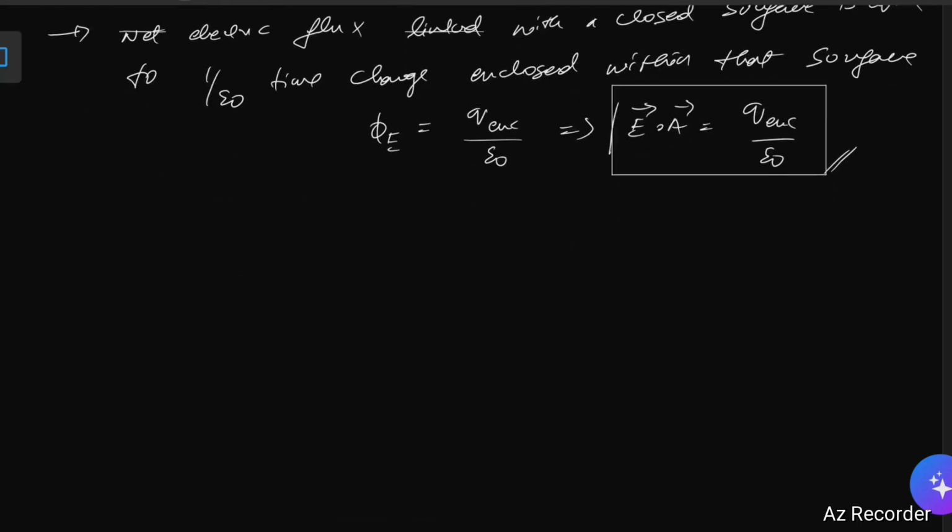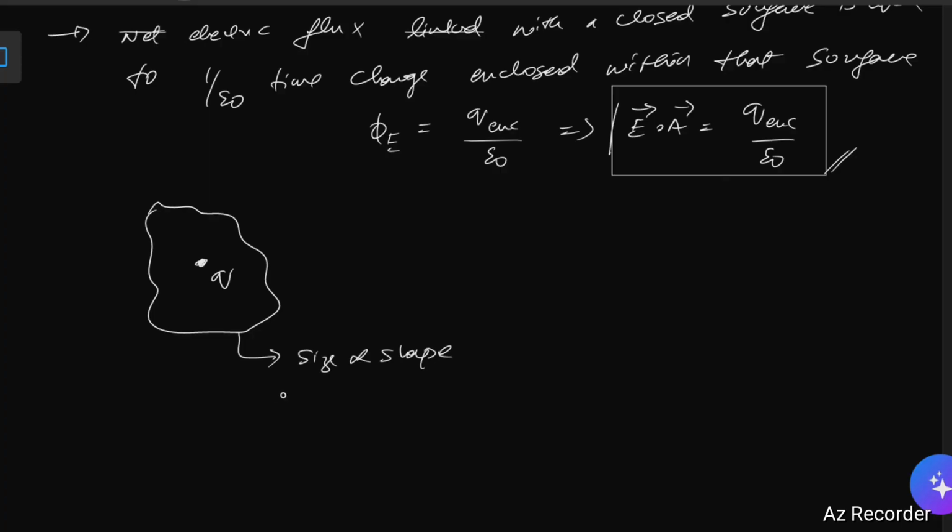So let us understand this pictorially. If there is a point charge here, I have to draw a closed surface enclosing this charge. So basically this could be the surface. Note that the size and shape of this surface does not matter. That's very important. Basically this is called a Gaussian surface. Gaussian surface means any closed surface. That's it. So the size and shape doesn't matter.